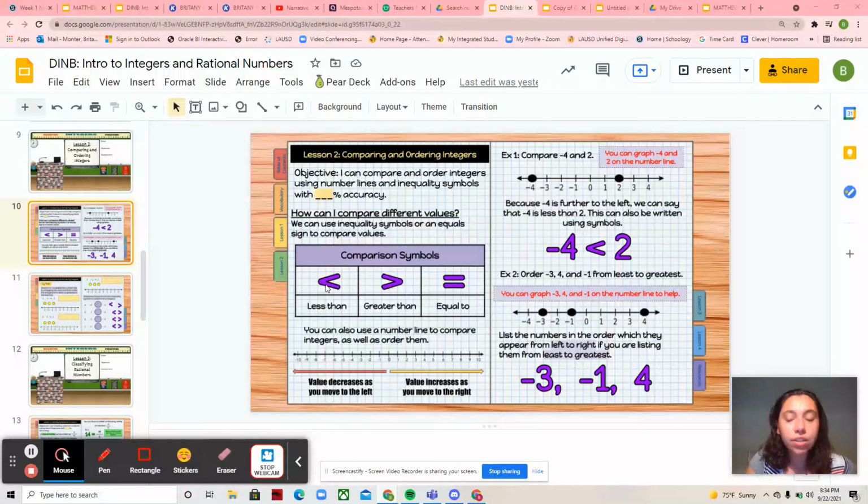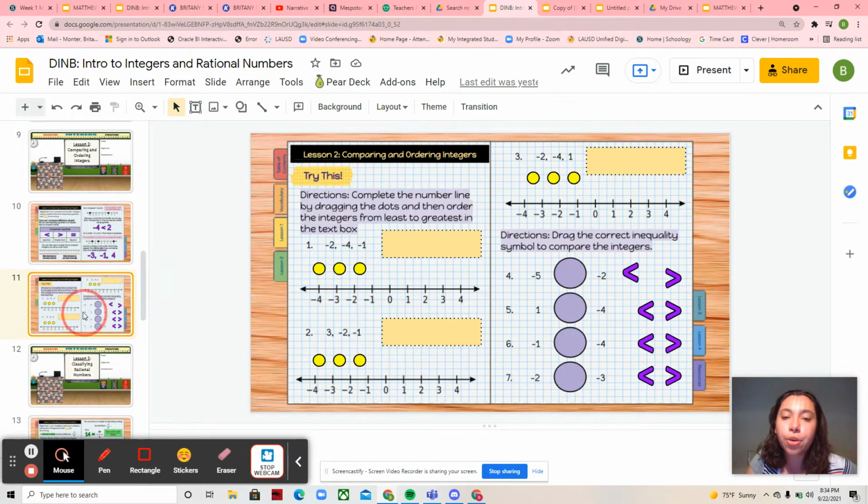Hi there, Huskies. So yesterday you're supposed to do lesson 2 of your comparing and ordering integers. So just as a review, I'm going to go over those together with you. So for homework, you're supposed to complete lesson 2, complete the number line by dragging the dots, then order the integers from least to greatest in the box.